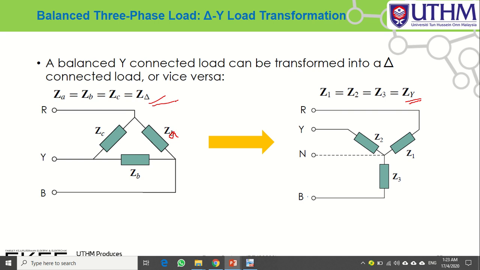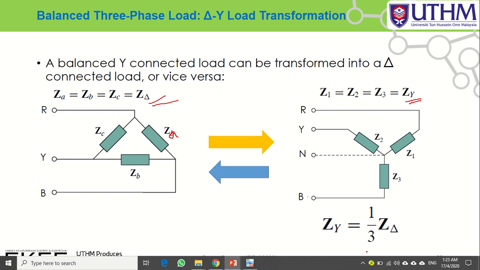Okay, how to transform from delta to the Y? Do you still remember? If you have a Z delta, ZA equal to Z delta, ZB equal to Z delta, ZC equal to Z delta. So to transform to the Y connected system, ZY equal to 1 over 3 Z delta. This is just a revision.